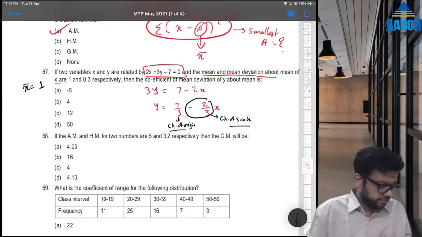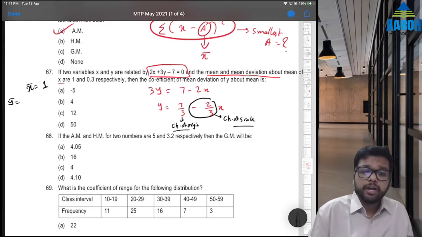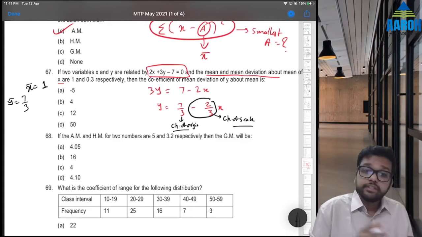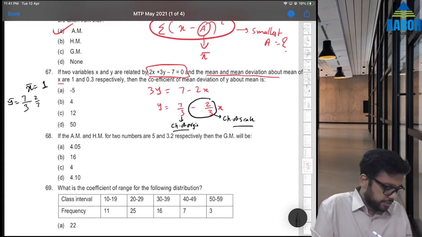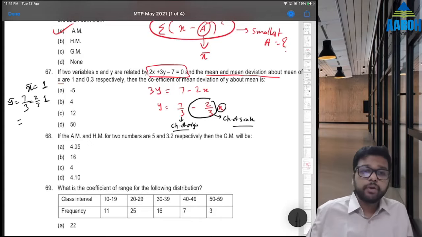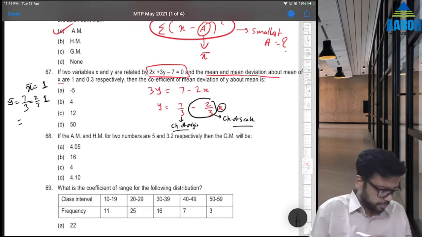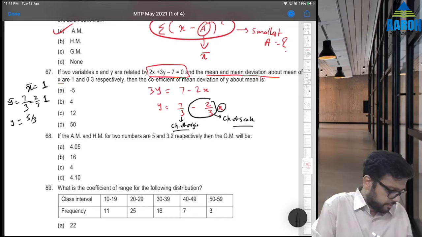So for y bar, we'll just have to put the value of x bar. It will be affected by 7 by 3 also and minus 2 by 3 also, and in place of x we'll put 1 now. So 7 by 3 minus 2 by 3 is how much? 5 by 3. So y bar will be 5 by 3.